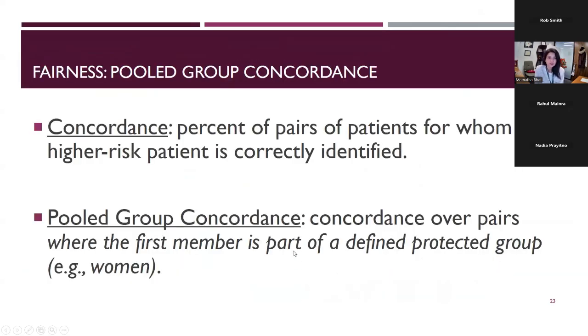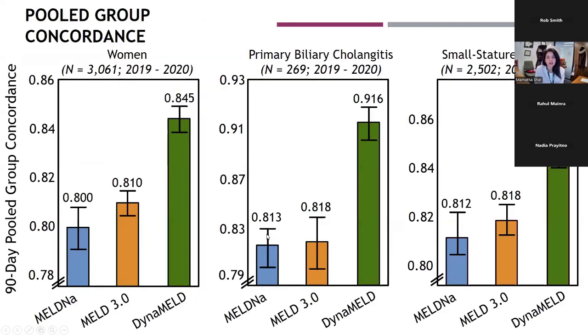Then we looked at fairness, and we used a particular measure called the pooled group concordance index. This is the concordance over pairs where the first member is part of a defined protected group. We were interested in seeing whether particularly underserved groups currently are helped by our DynaMELD. We determined that women, those with primary biliary cholangitis, and those of small stature would all be much better served with our system using this PGCI as a measure of fairness.